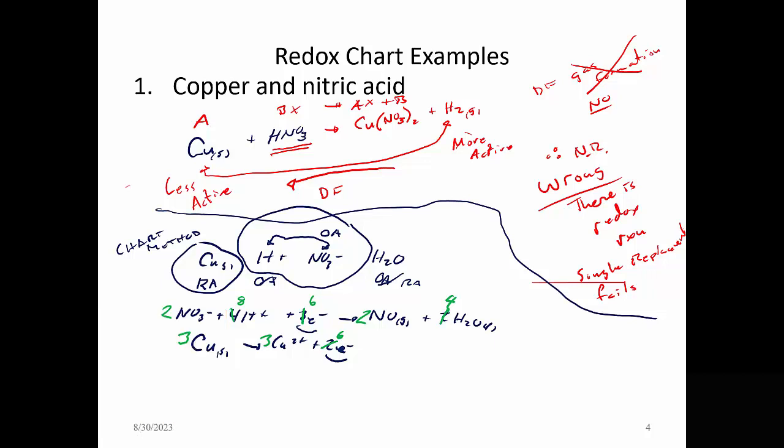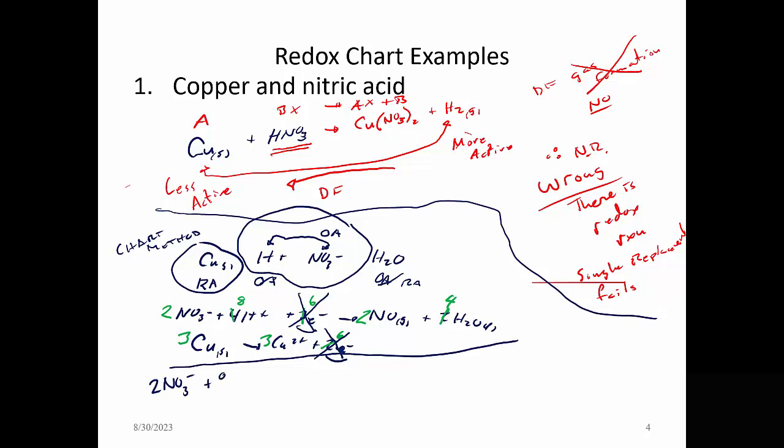Then the next thing to do is we're going to add these. What I need to make sure is that the electrons cancel. So I have 6 electrons being consumed here and 6 electrons being produced here. The electrons must cancel. And so that's why I end up multiplying. So I'm going to get 2 nitrates. Does anything else cancel? No.